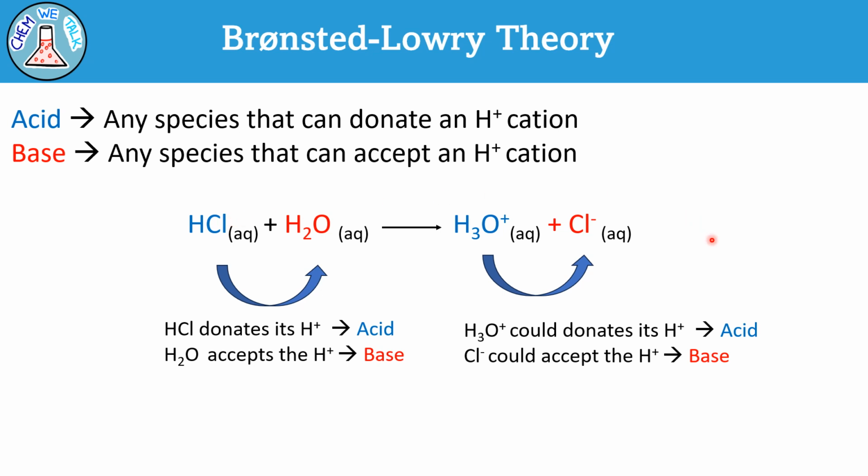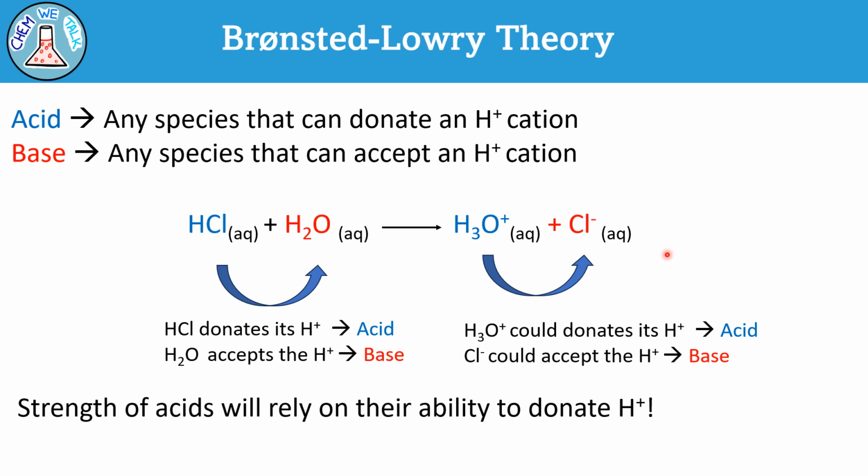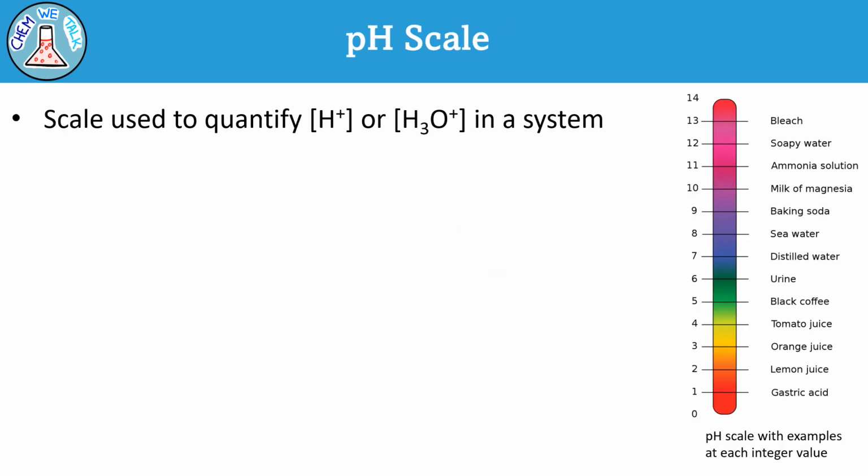Okay, so when we're discussing the difference between strong and weak acids, what's going to determine that? It's going to be the ability of the acids to donate their H+. We're going to go much more in depth than that in a second. Okay, so we're going to use the pH scale to measure acidity, and that scale is just used to represent the concentration of H+ and H3O+ in a system.